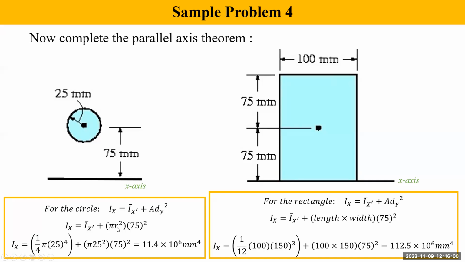Is the area, which is pi r square. So it's pi times 25 square times 75, which would be the distance between the center of it onto the x-axis. So right there you have it. So this part gives you the parallel axes theory coming into being. So you do the first part of the inertia to the x prime axis.